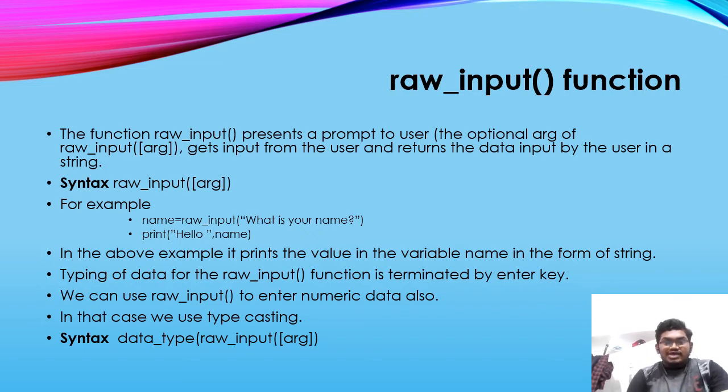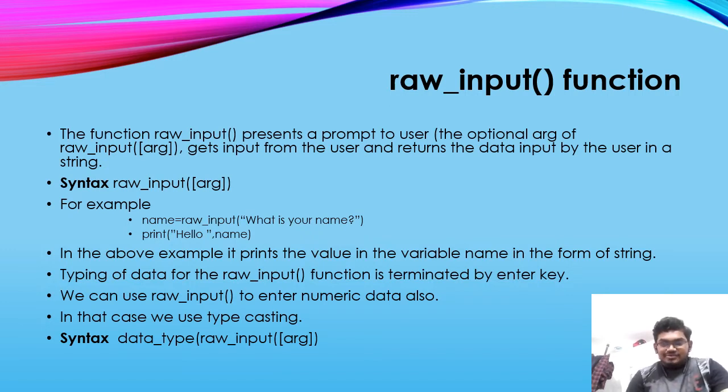Sometimes in a program we have to use numeric data, floating point data, or some other data types. So we use typecasting to read that type of input. Syntax for typecasting is data type, open parenthesis, raw_input, open parenthesis, argument, close parenthesis, close parenthesis.